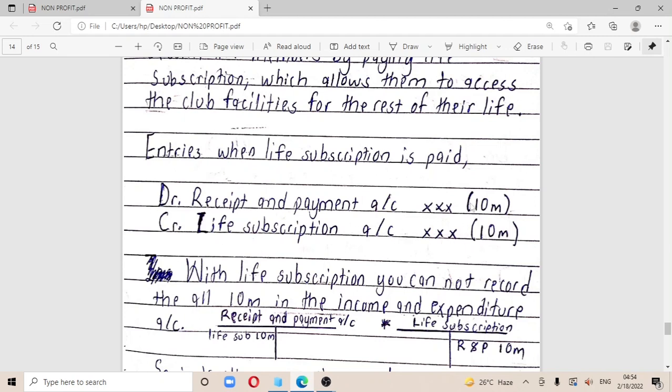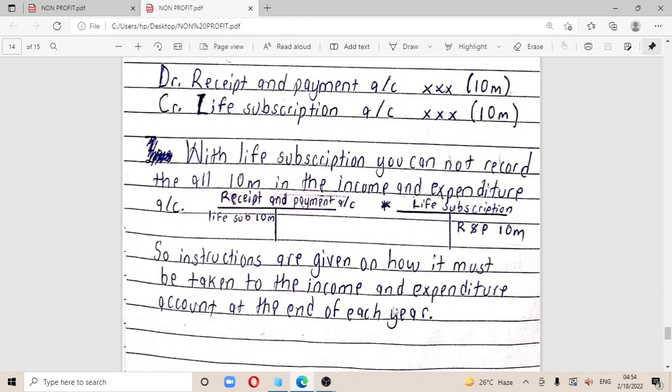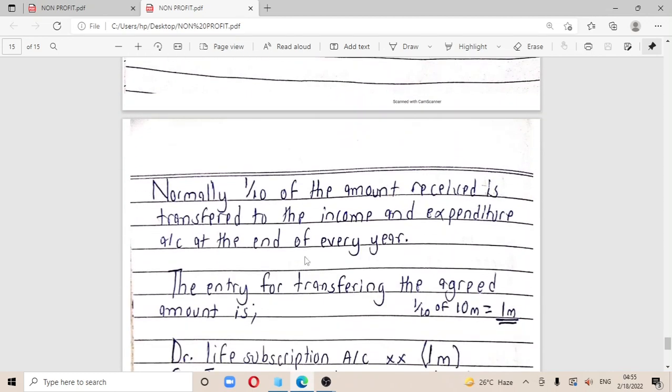Now this amount is usually in large sums, so with life insurance you cannot record the whole of the 10 million in the income and expenditure account. So usually they pay it in a certain portion. Here I try to demonstrate how it will look. The receipt and payment on the debit side, put the life subscription 10 million. When it comes to life insurance, we don't usually look at this one, but we look at this one, whereby receipts and payment of 10 million. Here instructions are given on how it must be taken to the income and expenditure account at the end of the year. Normally they use 1 out of 10 of the amount received.